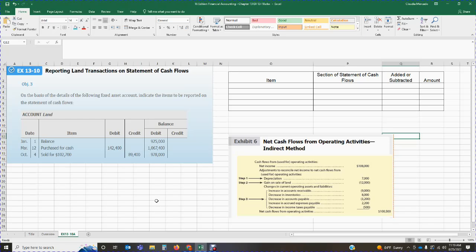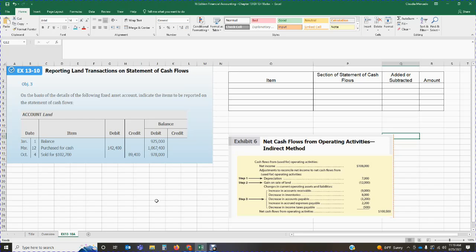Okay, on the basis of the details of the following fixed asset account, we're going to indicate the items to be reported on the statement of cash flows. We are dealing with land, okay?